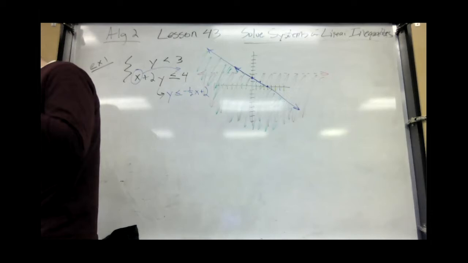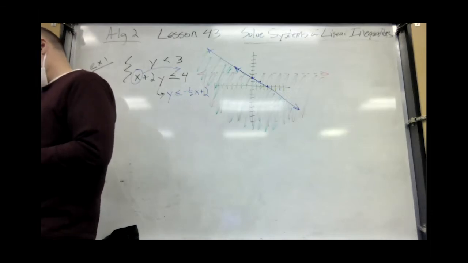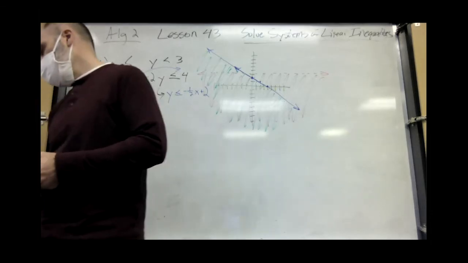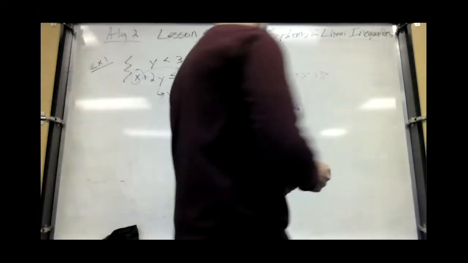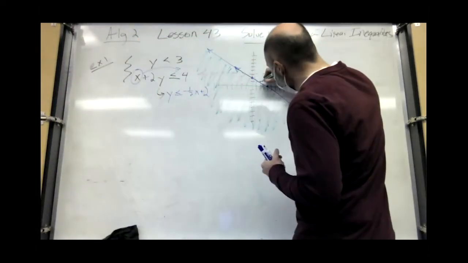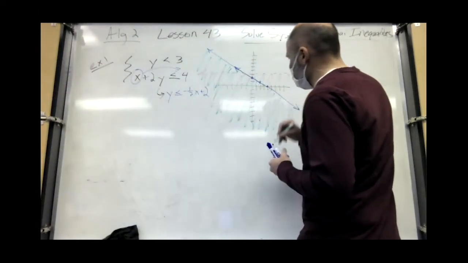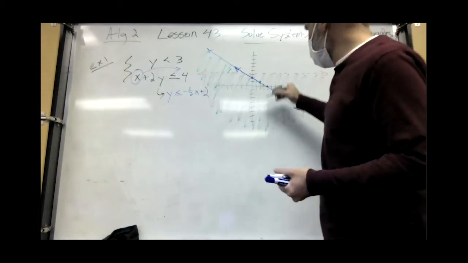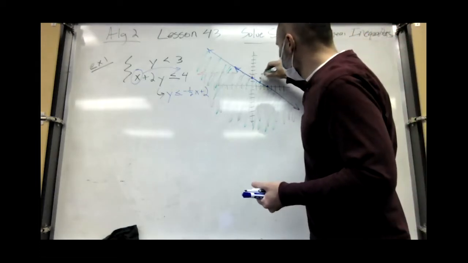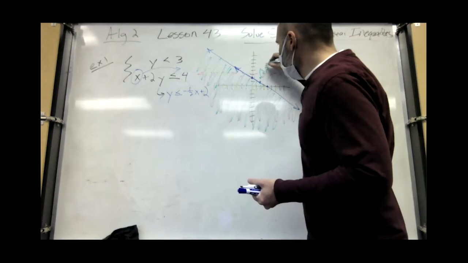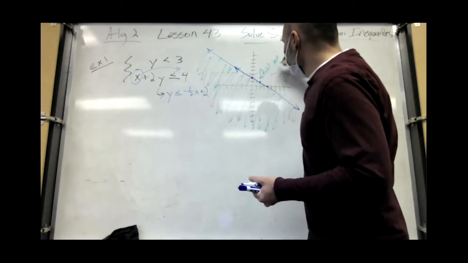The question asks, determine whether (2, 1) and (2, 2) are solutions of the system of inequalities. Well, (2, 1) is right here, and it looks like that is a solution. (2, 2) is right here. So (2, 2) is not a solution.